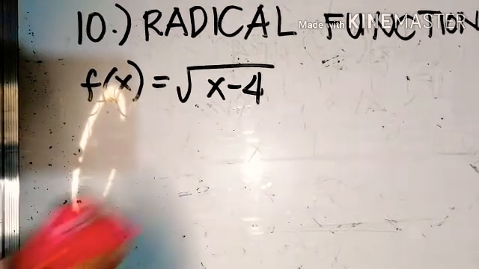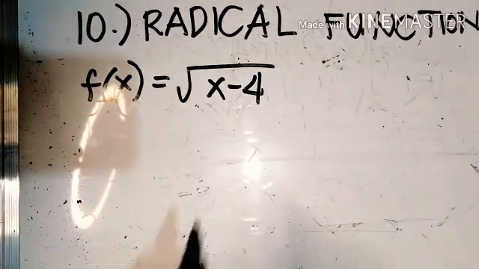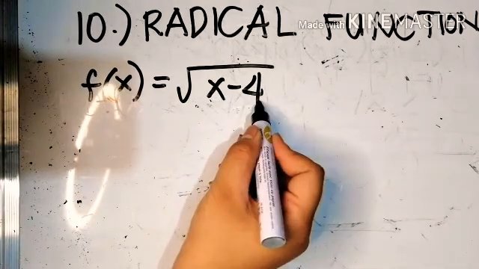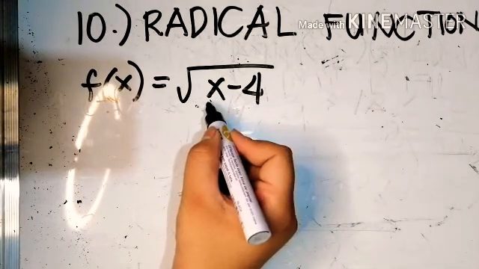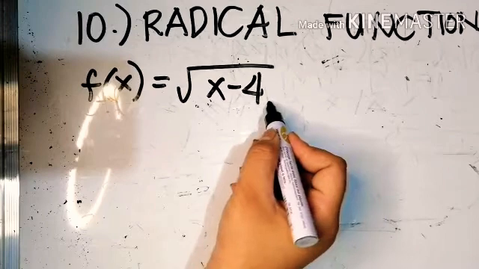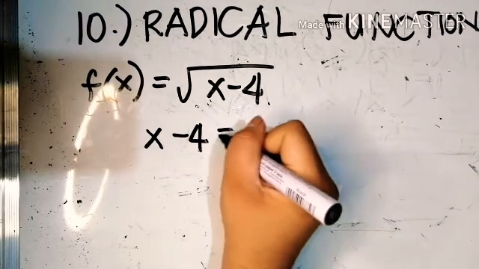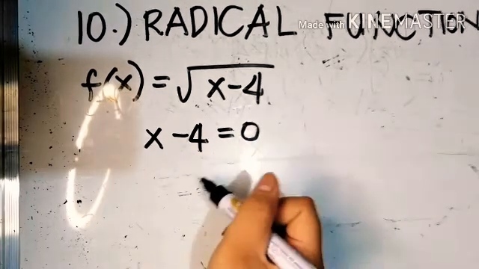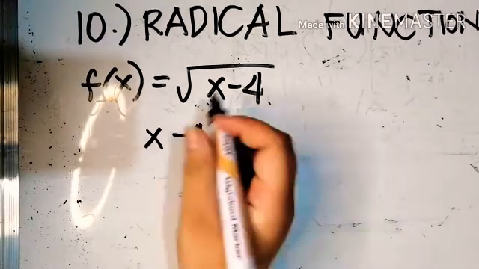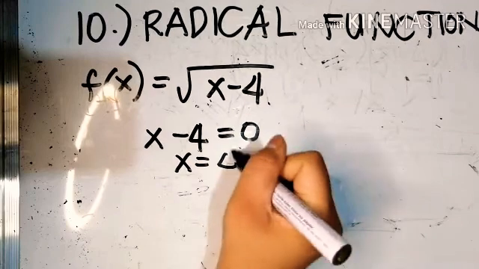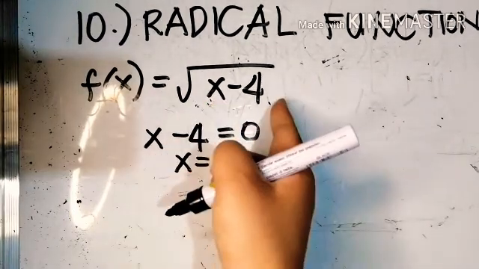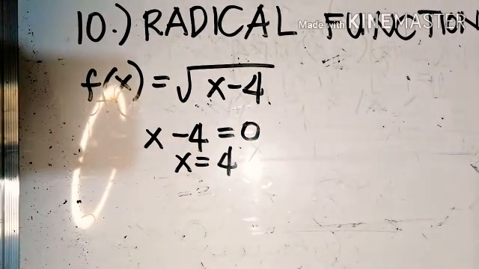Kaya, dapat ang i-substitute natin yung mag-result siya into positive or pwede ang maging 0. Dun sa isa, sa rational, hindi pwedeng maging 0 yung baba. Dito, pwedeng maging 0. So, x minus 4 is equal to 0. Ano yung value ng x natin? X is equal to 4. Pwede ba siya 4?